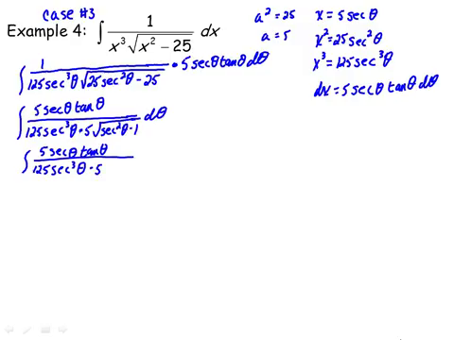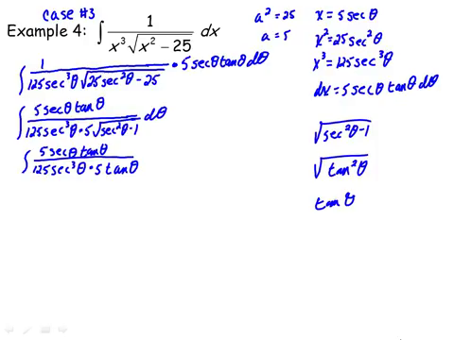Can you go all the way? The identity for secant squared theta minus 1 is tangent squared theta, but the square root of that is going to be what? It's just going to be tangent theta, right? So we have 5 tangent theta.